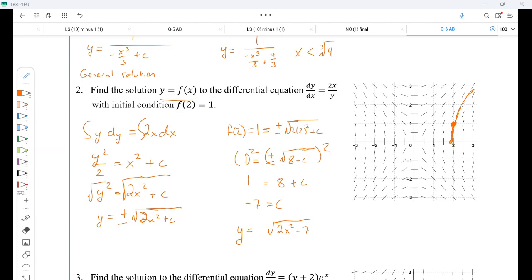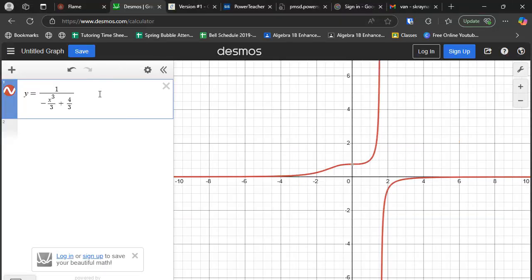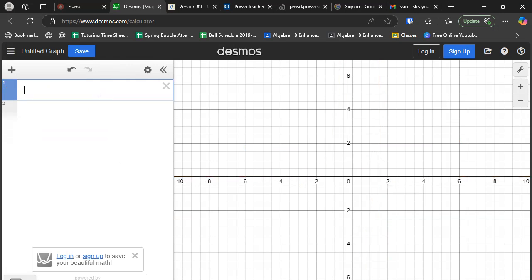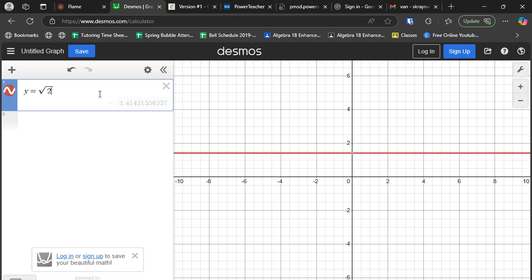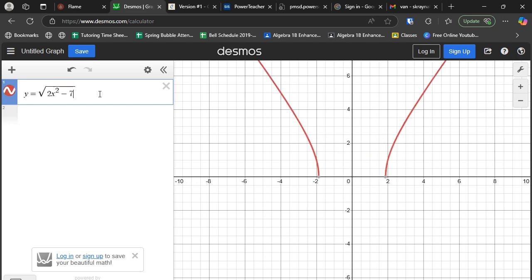Again, we'll pop over to Desmos real quick. Put that in, make sure it looks correct. y equals square root of 2x squared minus 7. Again, we're only looking at the right-hand side of that curve. It does look like the curve goes a little bit more straight up than I had it drawn. But that is correct.